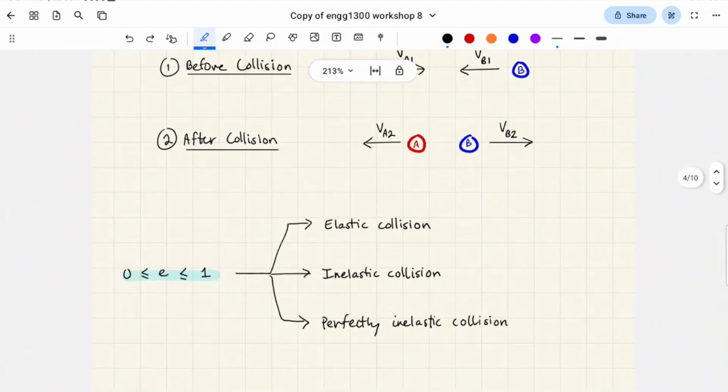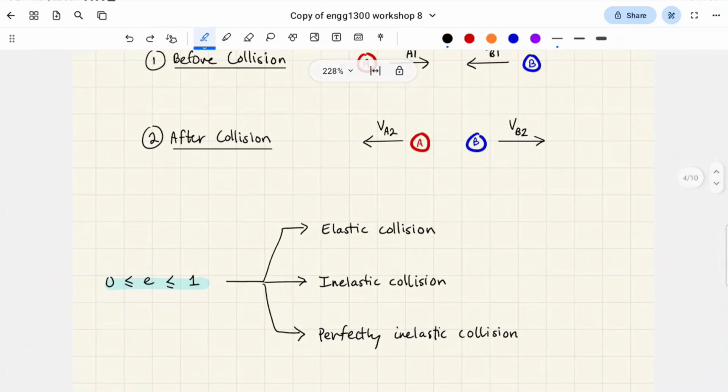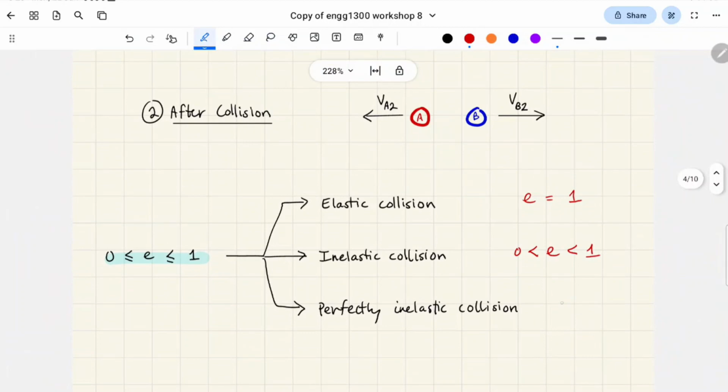Yeah, and here's what I was mentioning earlier, but I'll go into it with a bit more detail. So E can be between 0 and 1. And when we're talking about an elastic collision, that's when E is 0. Do I have these numbers the wrong way around? Hold on. Yes, okay, so an elastic collision is when E is 1, right? An inelastic collision is when E is between 0 and 1, but not including. And a perfectly inelastic collision is when E is 0.